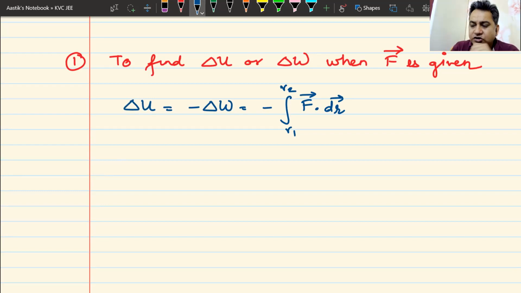We have already done questions on this. We will do just one of those questions again so that we can summarize everything together. Previously, we had just calculated work done. Now, apart from work done, we can also find the change in potential energy. So we'll solve a question here.